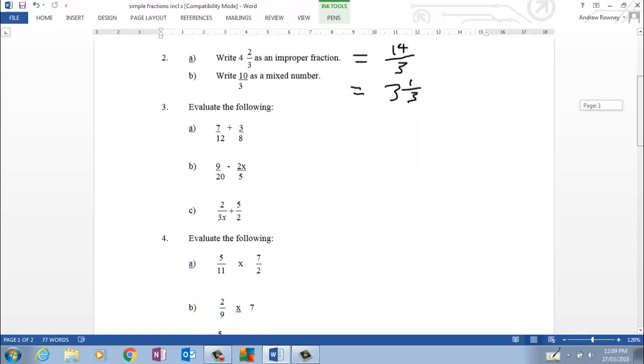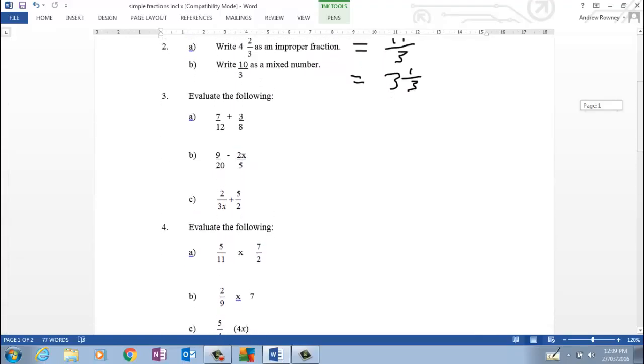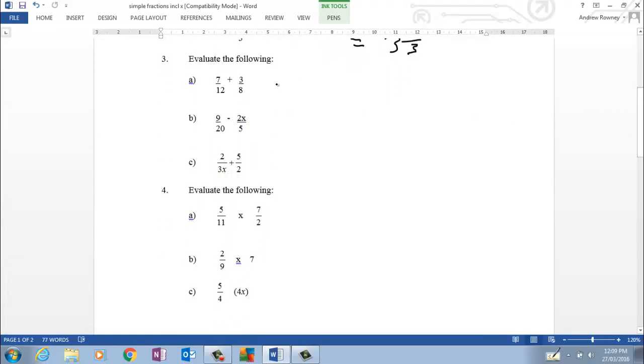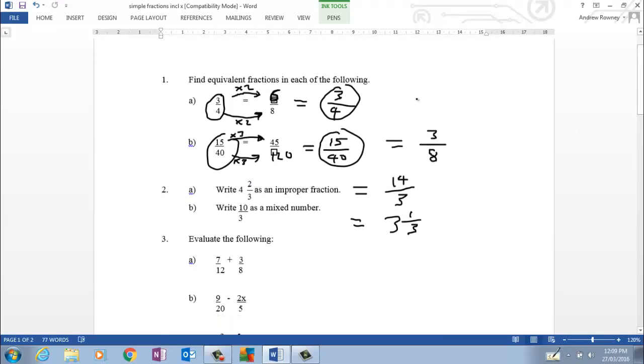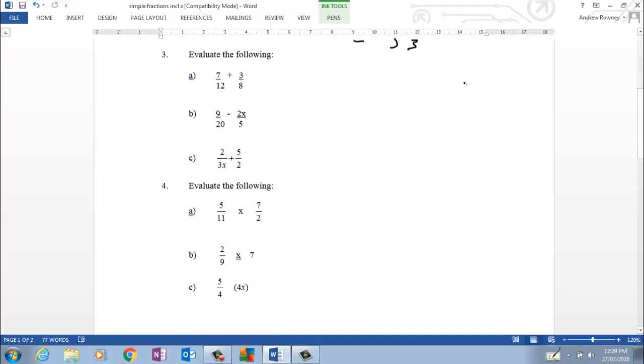Now we're going to get into adding fractions, timesing fractions, and dividing fractions. So the first one is adding. Now to add, we need to have a common denominator, and that's why we needed to do this up here as an introduction in getting common denominators.